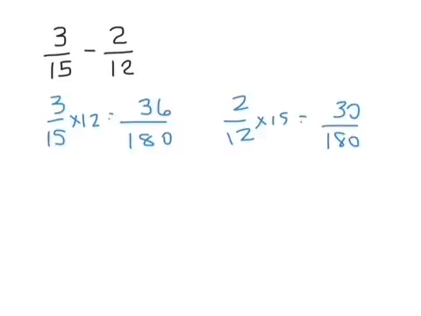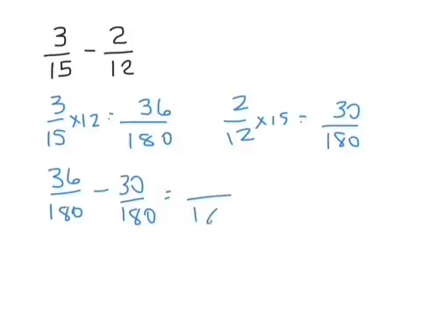Now I can do my subtracting. 36 over 180 minus 30 over 180 equals, denominator stays 180. 36 minus 30 equals 6. So taking a look, can I simplify this fraction? They're both even numbers, so I automatically know I can divide both by 2. I could start there. 6 divided by 2 equals 3, and 180 divided by 2 equals 90.